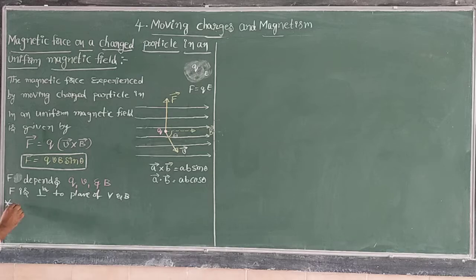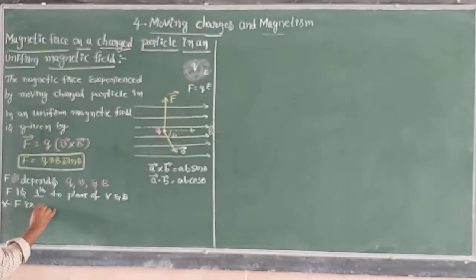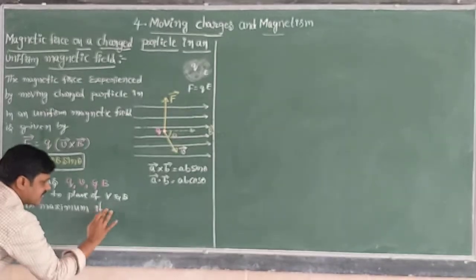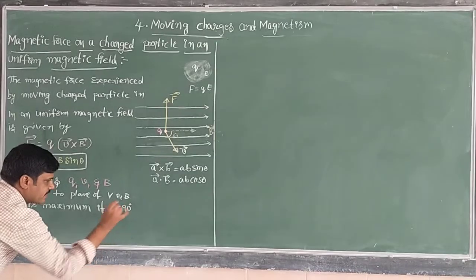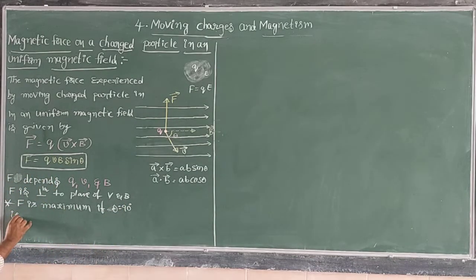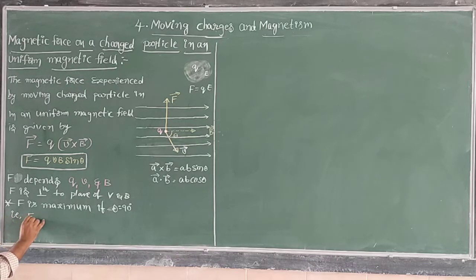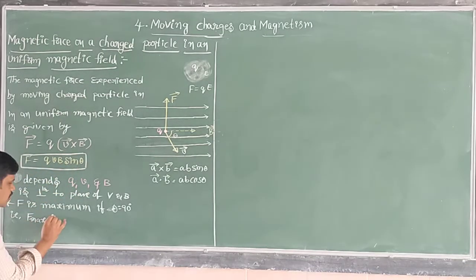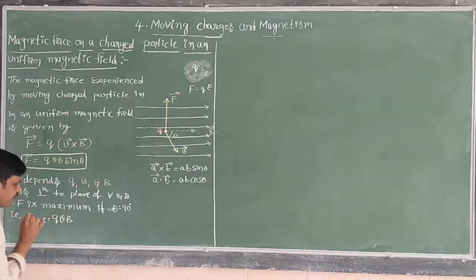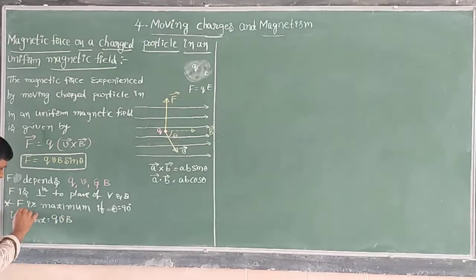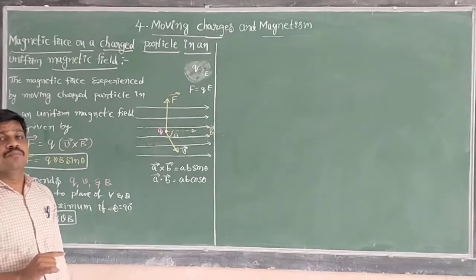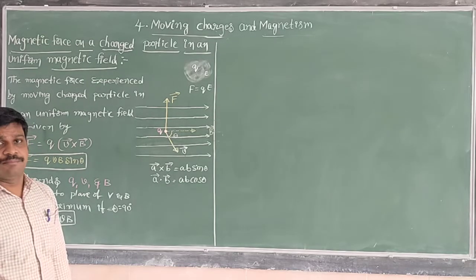Force is maximum, F is maximum, if theta is equal to 90 degrees. You just see what I can write here: F maximum means sin theta value is maximum. Sin 90 is nothing but 1. So what remains is nothing but QVB. This is the maximum force when the charged particle is moving perpendicular to the direction of the magnetic field.